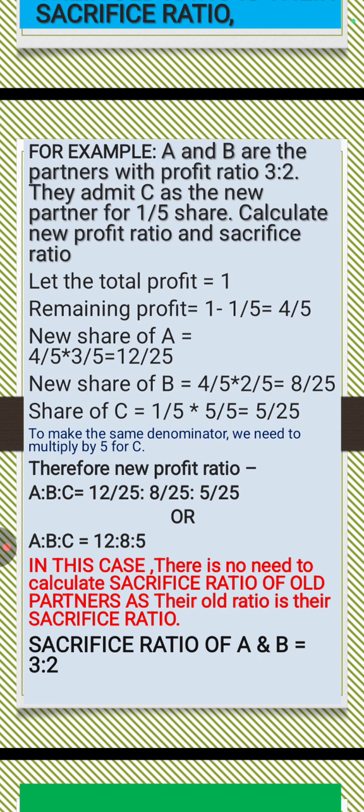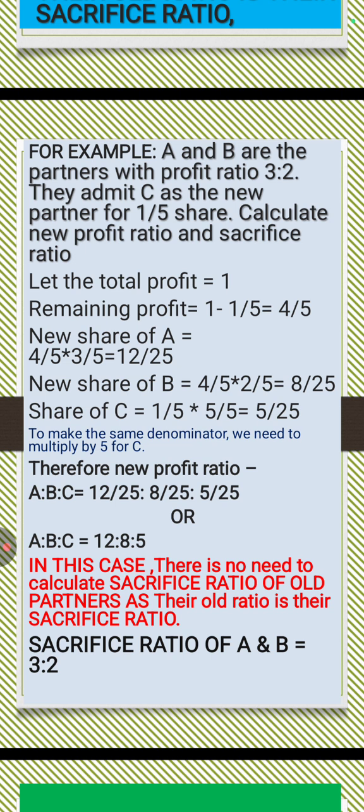Let us assume total profit to be 1. What is the remaining profit after C's share? After C's share, the remaining profit will be 4/5. Now you have to divide this 4/5 between the old partners in their old ratio. Old partners are A and B and their old ratio is 3:2. So you will apply 4/5 into 3/5 for Mr. A and 4/5 into 2/5 for Mr. B. In this way you calculate the new profit share of A and B.